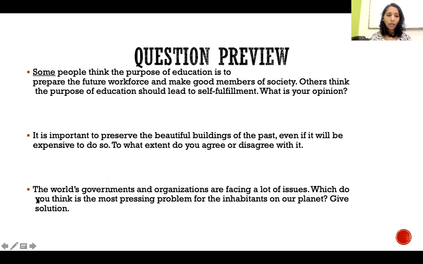If we look at the next one, the world's governments and organizations are facing a lot of issues. Which do you think is the most pressing problem for the inhabitants on our planet? Give solutions. So this essay, if you can look at it, it's a problem solution kind of an essay. So like I have told you before, and I'll repeat it, PTE is marked, or your PTE test is AI marked. So use it to your advantage.